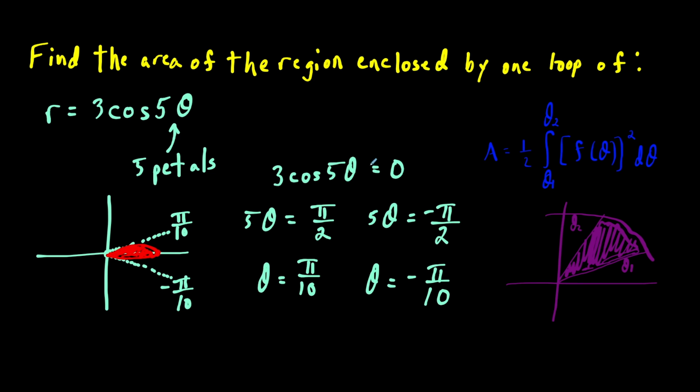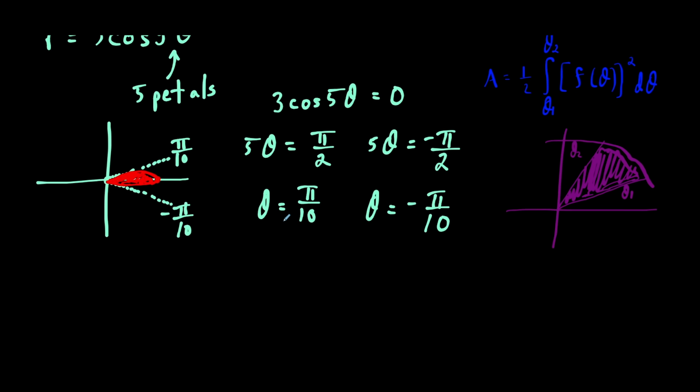Okay, so now that we have everything set up, we have our limits of integration, we could go ahead and set up the integral. So we're going to have 1/2, and now this time we could expedite this. Instead of going from negative pi over 10 to pi over 10, we could use the same concept as before and cut this at the halfway point. From 0 to pi over 10 would give us half of a petal. So if we double that, it'll give us the area of a whole petal. So what we could do is 2 times the integral from 0 to pi over 10.